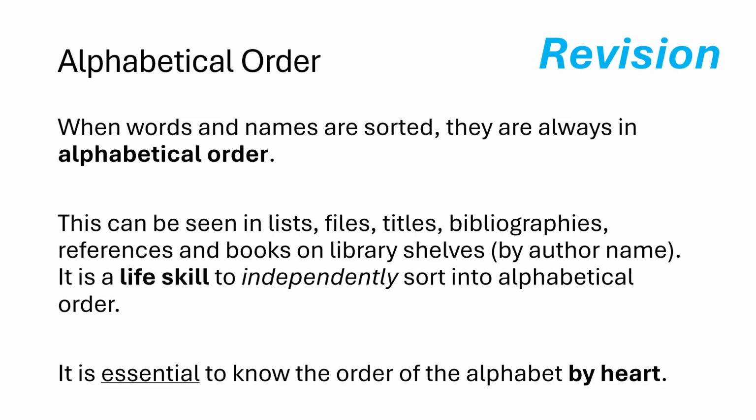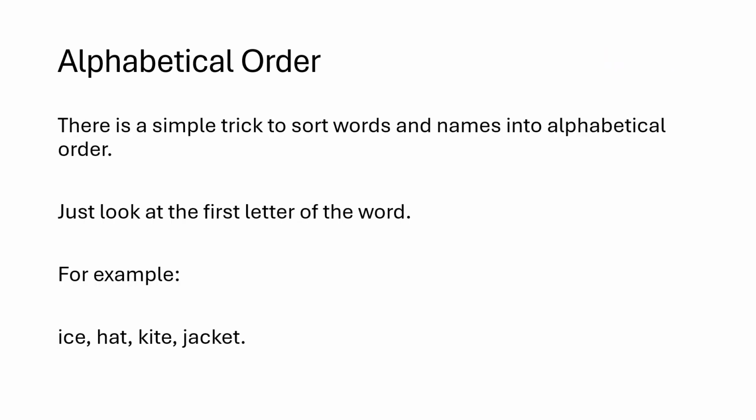When words and names are sorted, they are always in alphabetical order. This can be seen in lists, files, titles, bibliographies, references, and books on library shelves by author name. It is a life skill to independently sort into alphabetical order. It is essential to know the order of the alphabet by heart. There is a simple trick to sort words and names into alphabetical order. Just look at the first letter of the word.